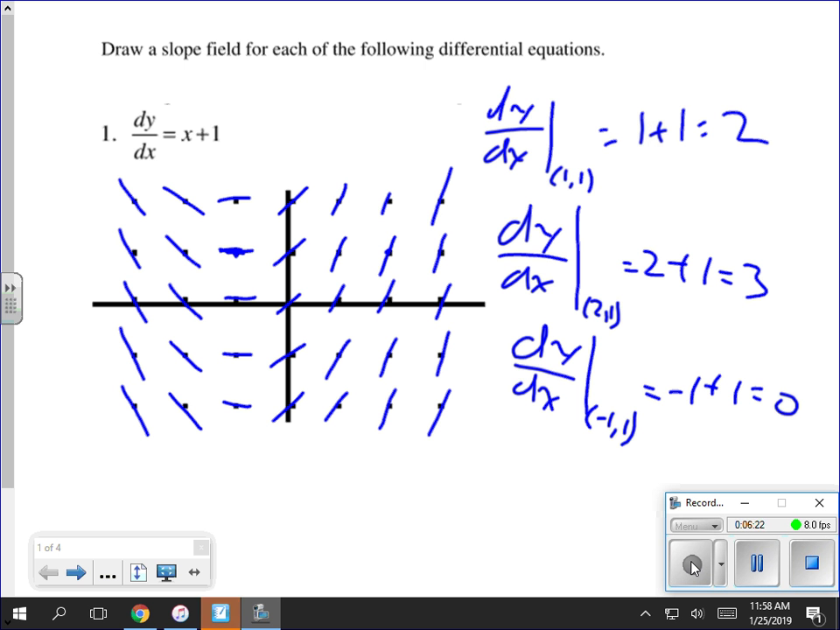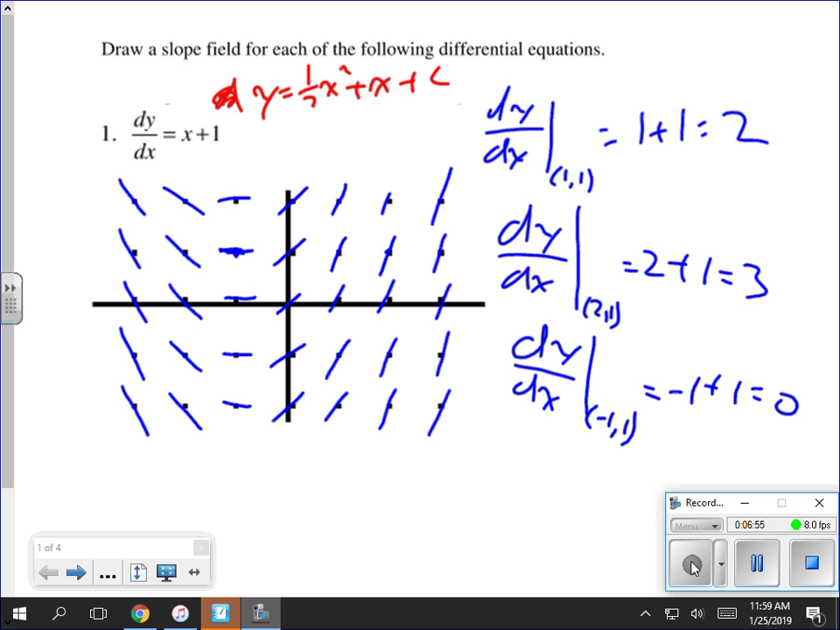Yes? What is this representing? Okay, this is representing the solutions, all possible solutions to my differential equation. Now, if I take the antiderivative of x plus 1, what do I get? I get 1/2 x squared plus x, right? Plus c. The antiderivative of this, y would equal 1/2 x squared plus x plus c.